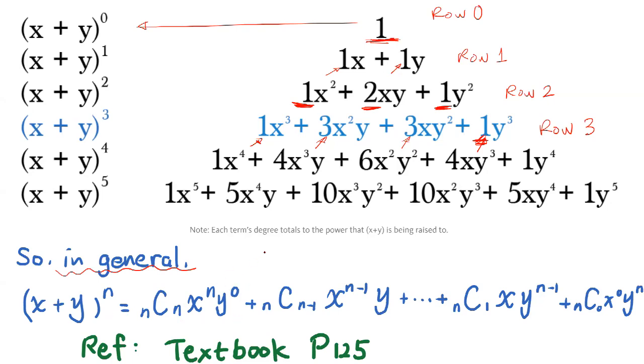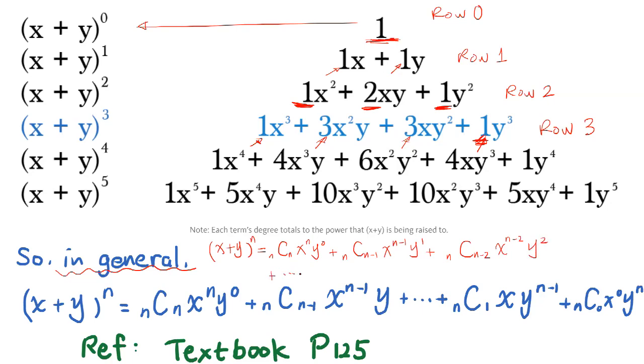All right. So I'll write it here. Okay, I'll write it here for you. x plus y to the nth is Cnn x to the nth, y to the zero. Always start from Cnn. That's the first term. Okay, the second term is Cn n minus 1, x to the n minus 1, y to the one. And the third term is Cn n minus 2, x to the n minus 2, y squared.